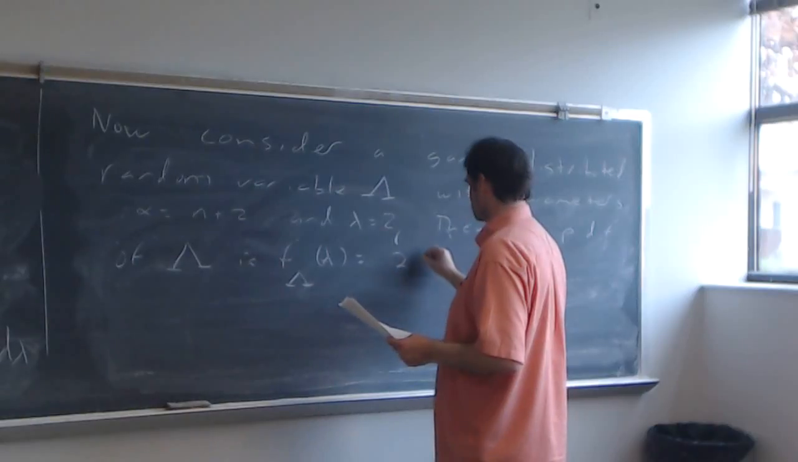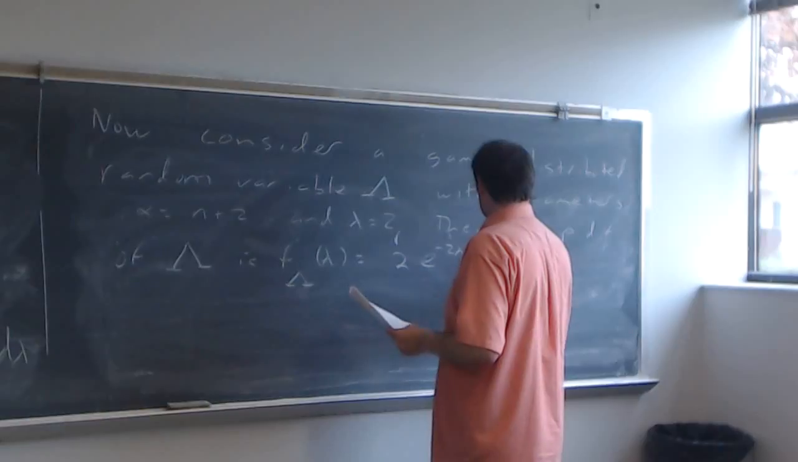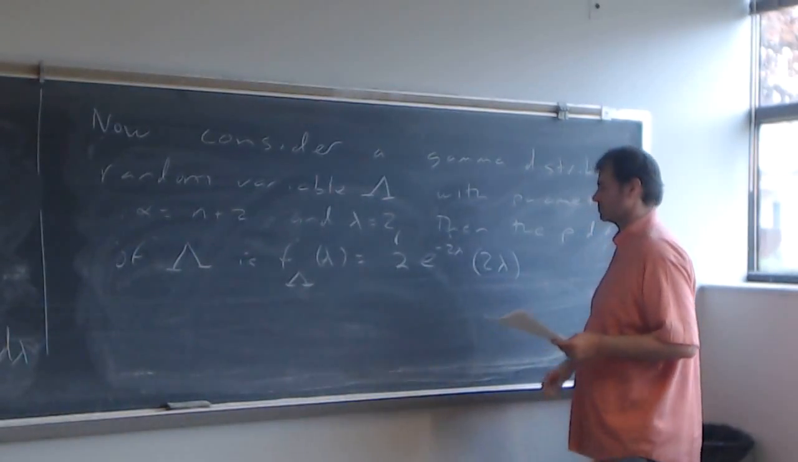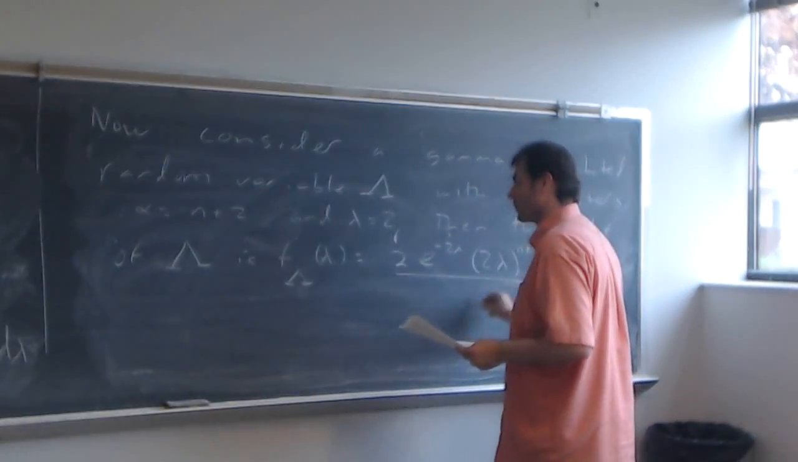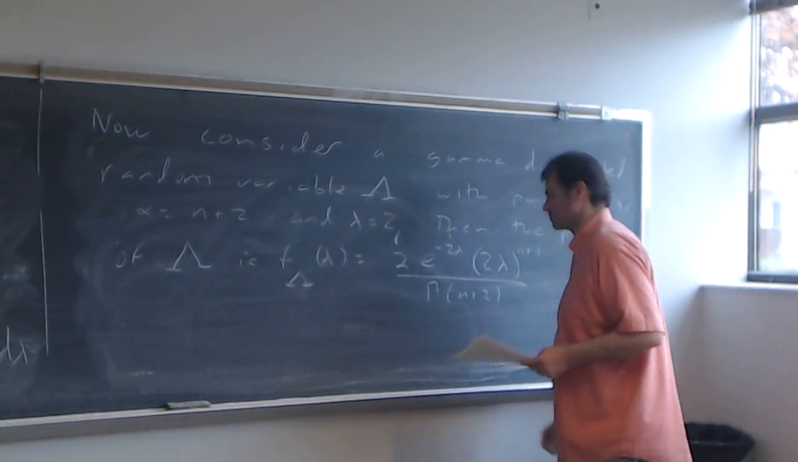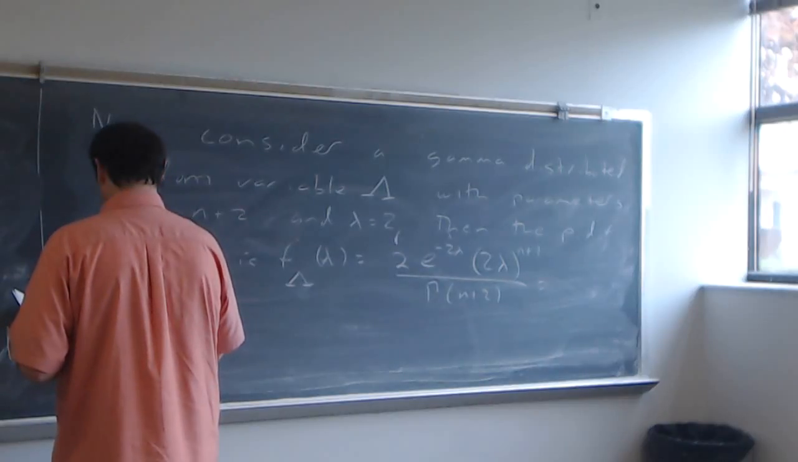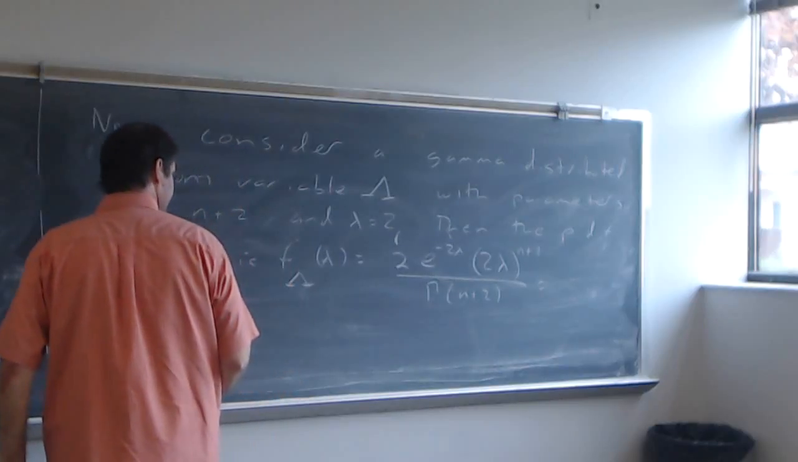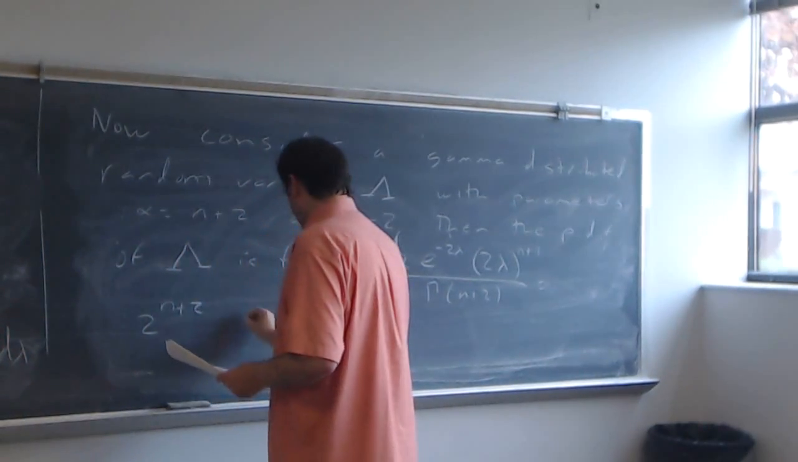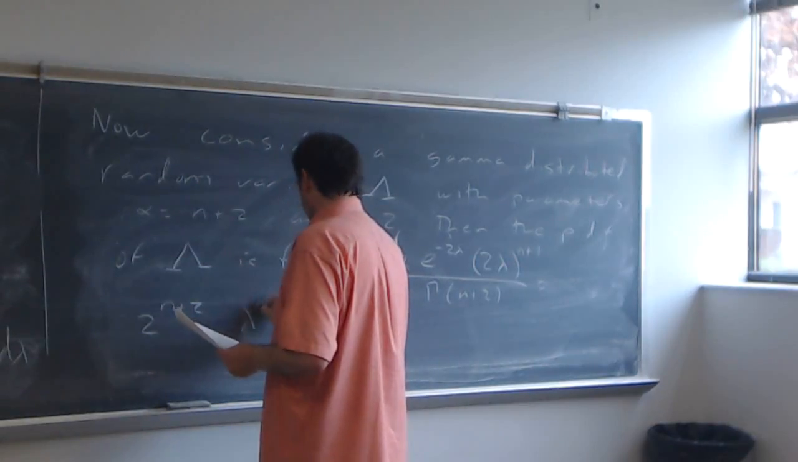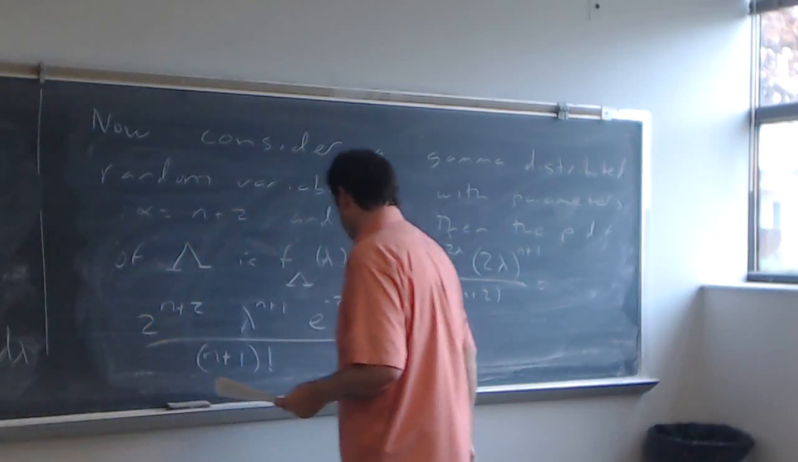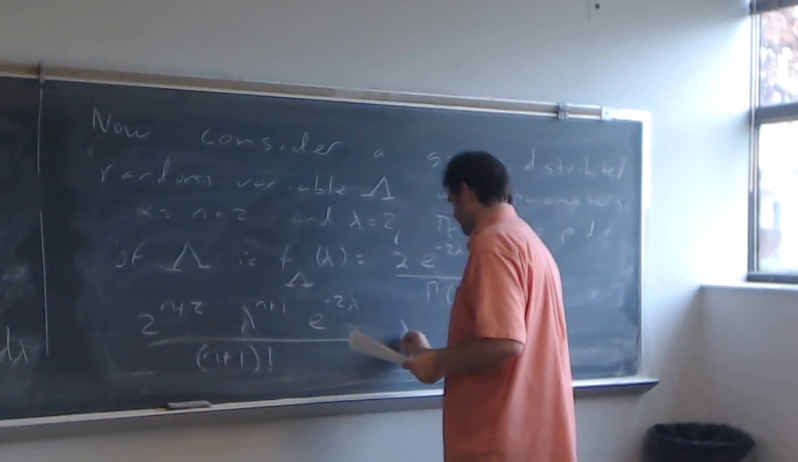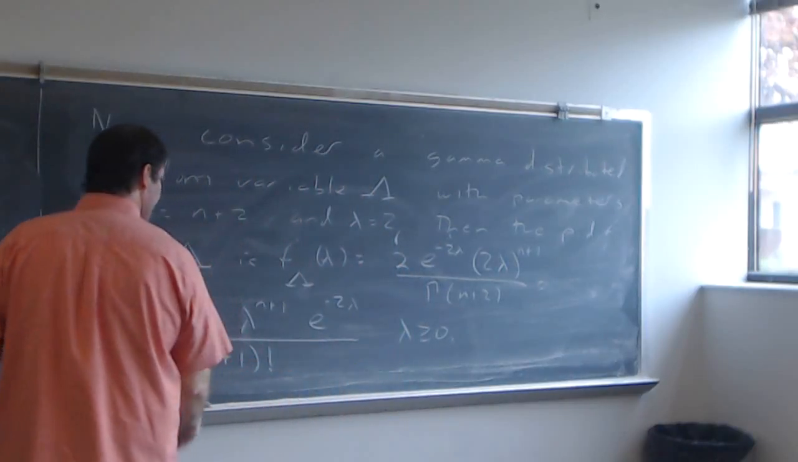2 times e to the minus 2 lambda, 2 lambda raised to the alpha minus 1, that would be n plus 1, all over gamma of alpha, which is n plus 2, which equals, so it could be 2 to the n plus 2, this 2 and this 2, raised to the n plus 1, so 2 to the n plus 2, lambda to the n plus 1 and e to the minus 2 lambda, all over n plus 1 factorial. And again, lambda is greater than or equal to 0.